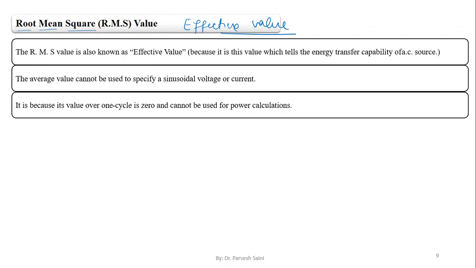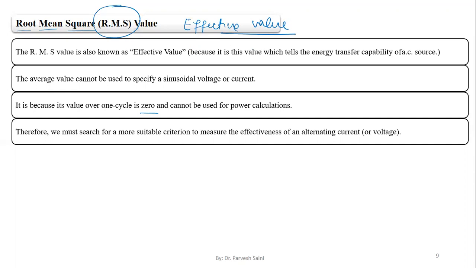The reason why we do not use the average value as the indication of alternating current or voltage is that over the complete cycle the average value is zero, but the RMS value will not be zero over the complete cycle. You will see that the RMS value for half cycle or complete cycle is almost the same for a symmetrical sinusoidal or alternating signal. For a non-sinusoidal signal, it may differ for complete cycle and half cycle, right?